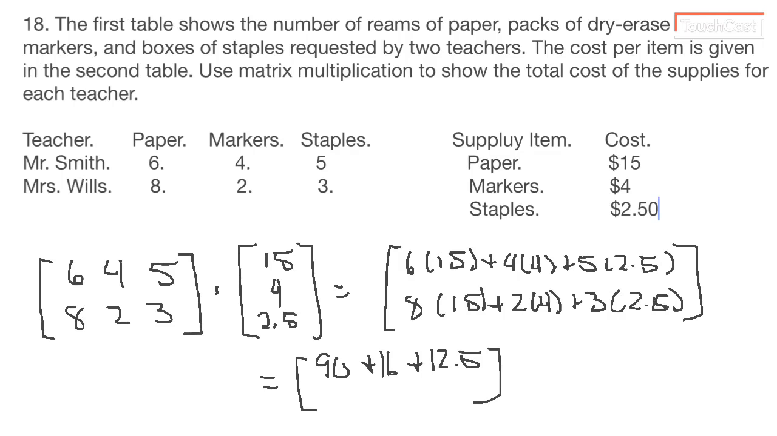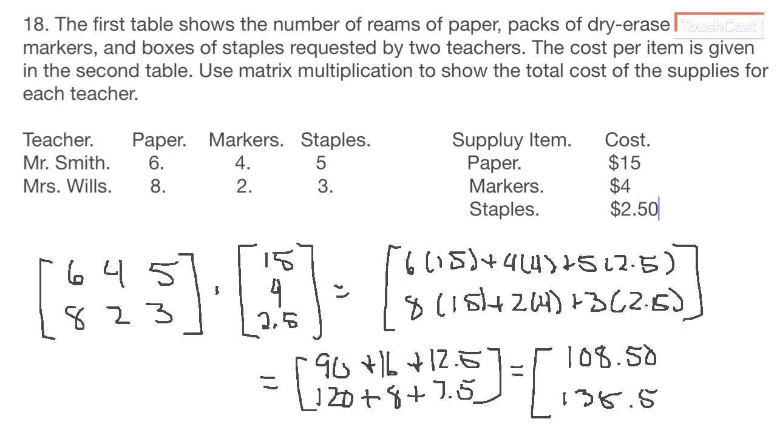In the second row, we're going to have 120 plus 8 plus 7.5. And now if we add, we're going to find out that Mr. Smith spent $108.50, and then Mrs. Wills spent $135.50.